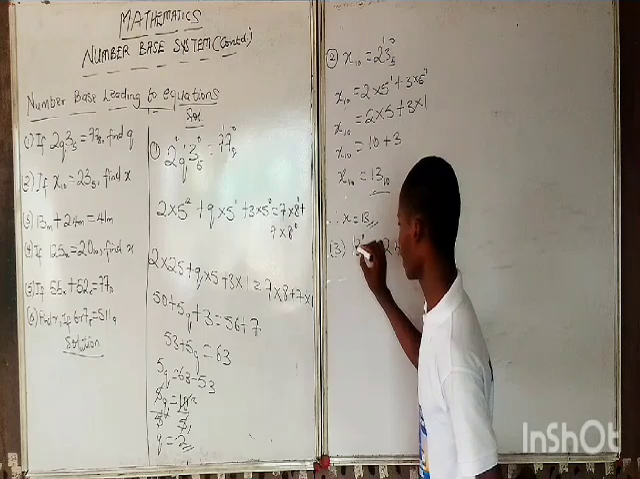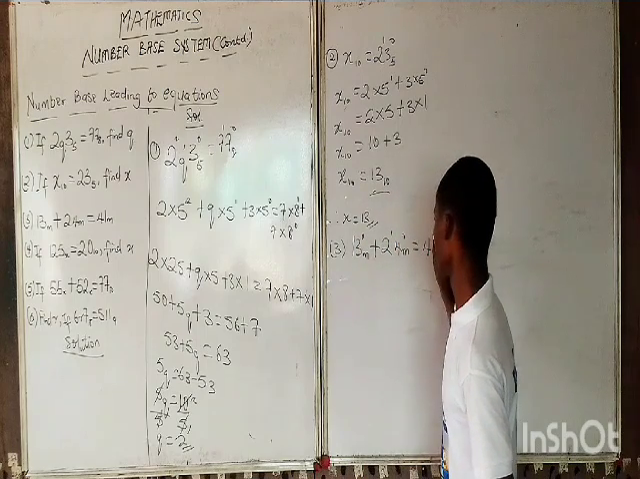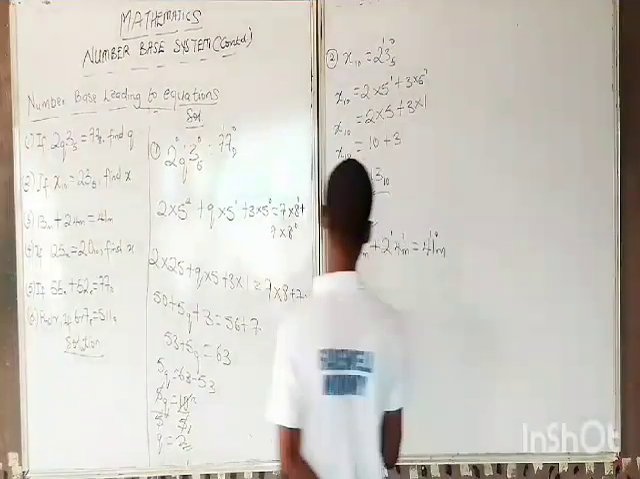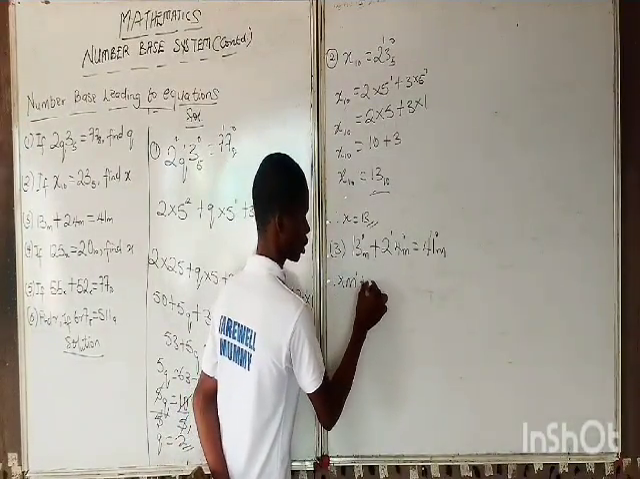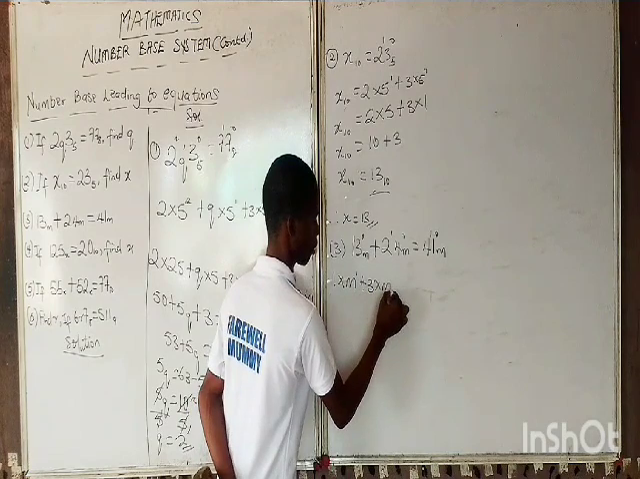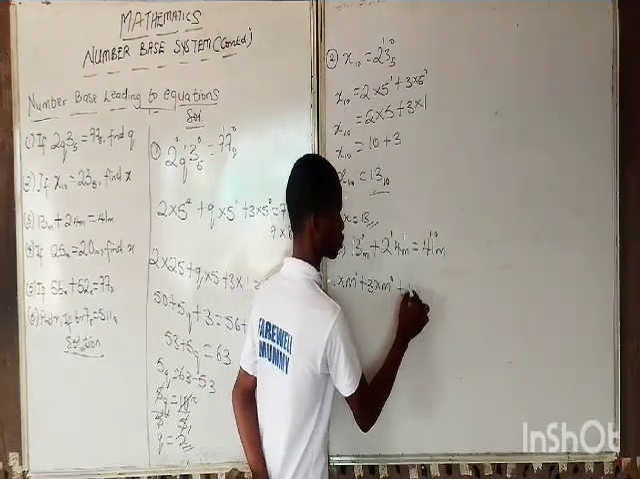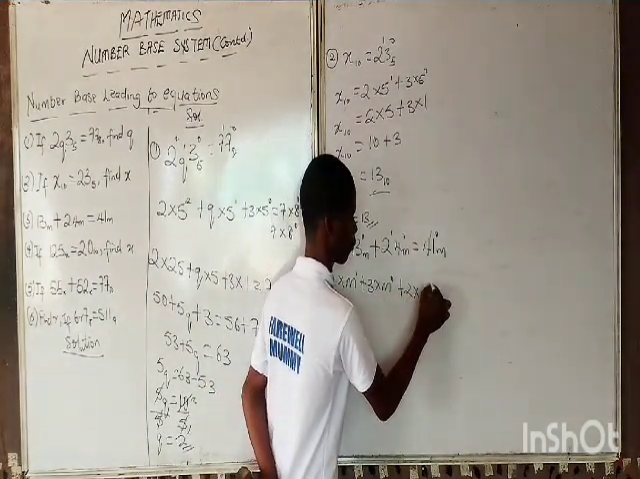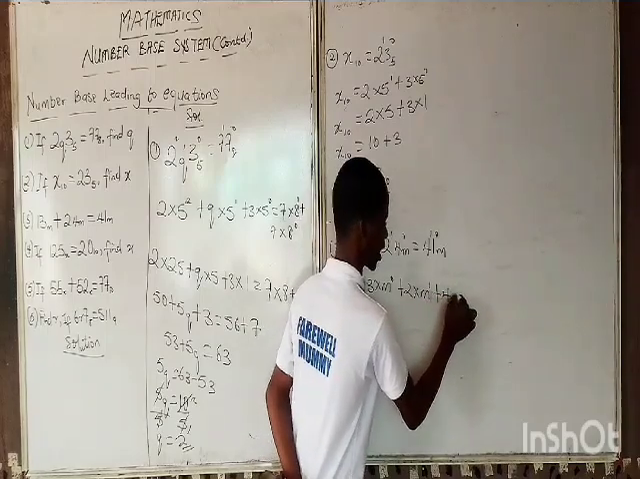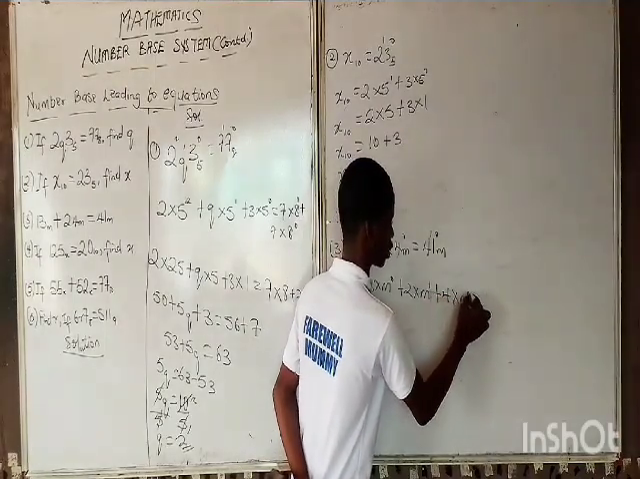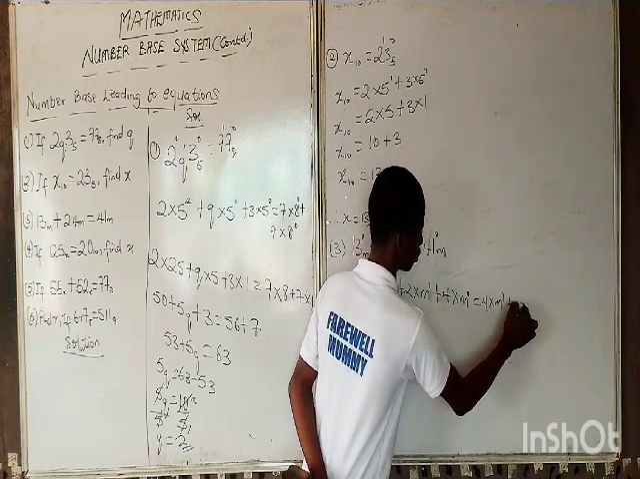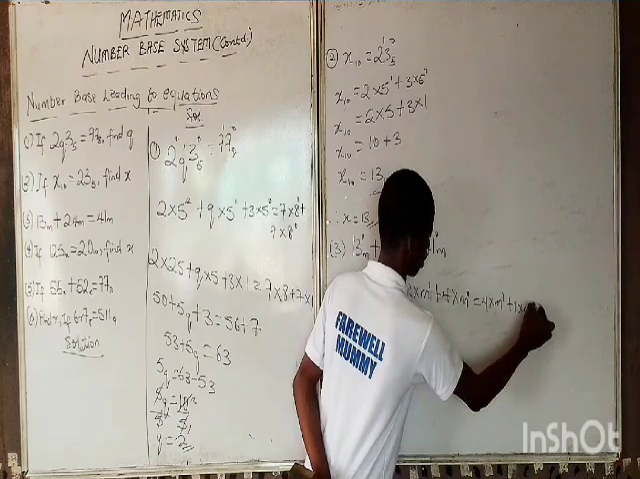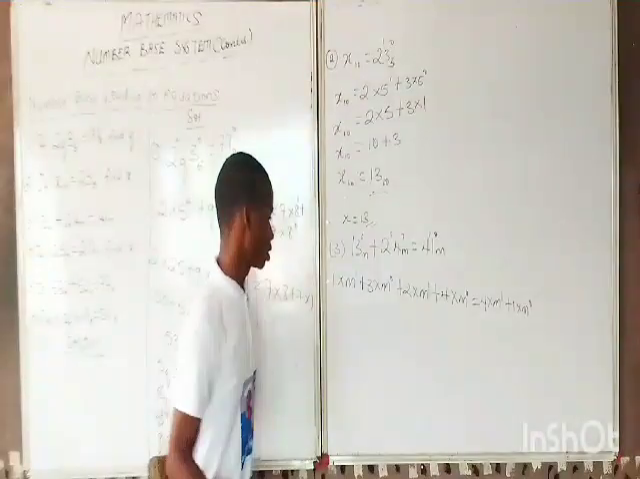Now let's go. 1 times M raised to the power of 1 plus 3 times M raised to the power of 0 plus 2 times M raised to the power of 1 plus 4 times M raised to the power of 0 equals 4 times M raised to the power of 1 plus 1 times M raised to the power of 0. Right? So now let's go.